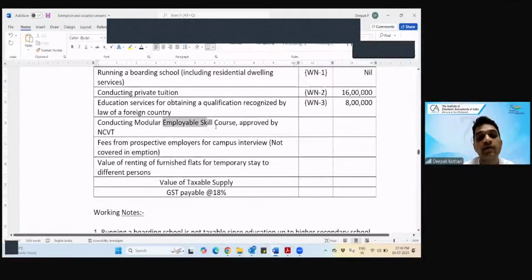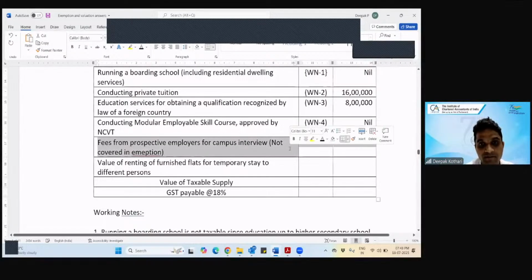Okay. Next, conducting modular employable skill course, which is approved by NCVT. It is exempted because it is approved by the National Council for Vocational Training. Fees from prospective employers for campus interview is not covered under the exemption. It will be taxable. So 6 lakhs will be taxable.